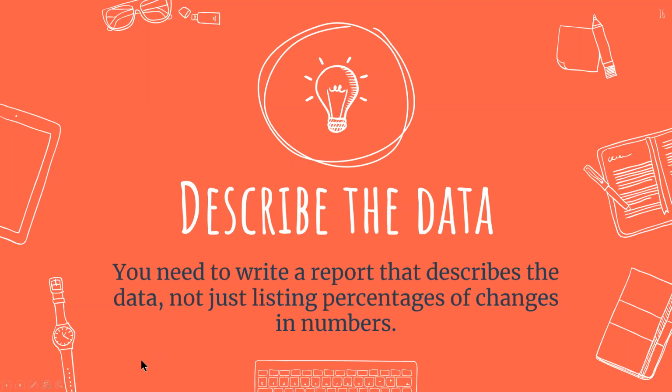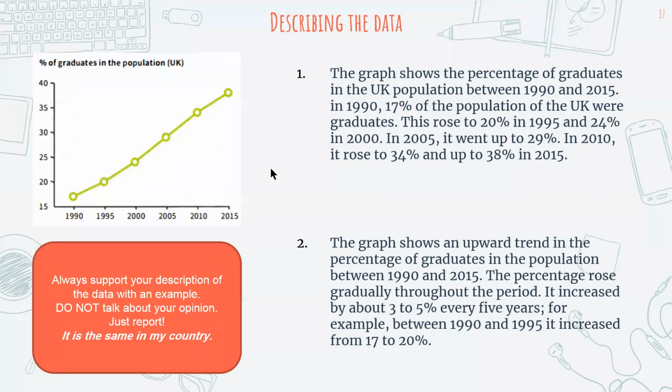I know this is better explained with an example, okay? This is a line graph of the percentage of graduates in the population in the UK. So this is a line graph. I want you to pause the video and read these two descriptions, and figure out which one is better, okay? Is it the first one or the second one?